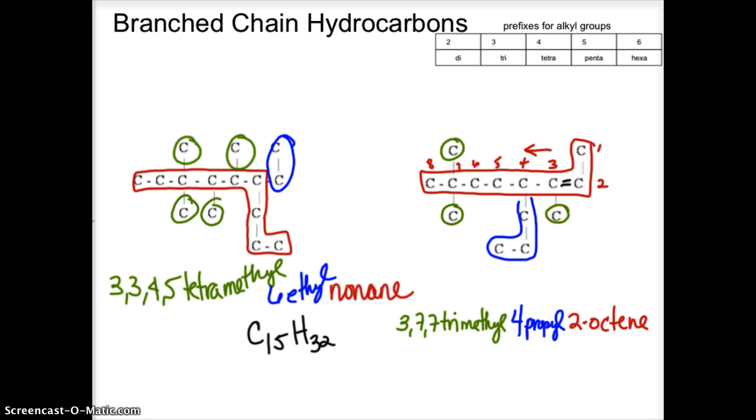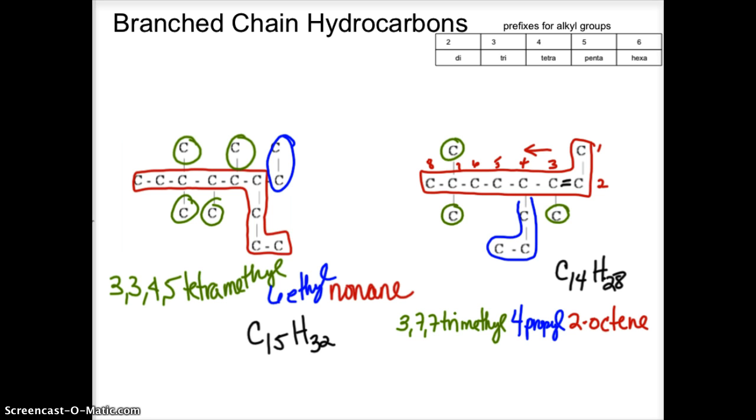To count up its molecular formula, we have to count up how many carbons we have in the whole structure, but we know we have 8 in the longest chain, so there's 8, 9, 10, 11, 12, 13, 14. Let's see, make sure I counted that right. 8, 9, 10, 11, 12, 13, 14. So C14H28. That would be the molecular formula.